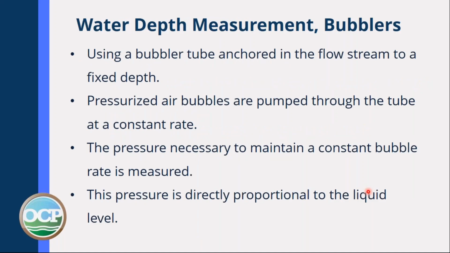There is another one called a bubbler, and I'll walk through this slide and then I'll show you a picture. But you have a tube that's in the stream. You push air through that so that bubbles are traveling up the tube at a constant rate. As the depth of water changes, you are going to have to change the pressure to maintain that rate of bubbling. And from those changes in pressure, you can determine the level of water in that container.